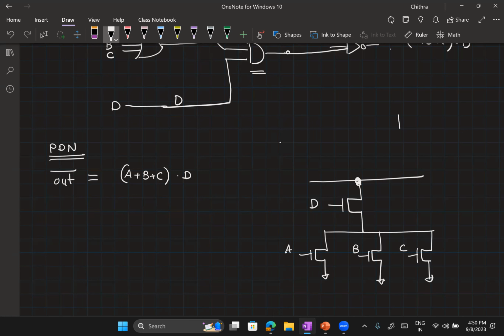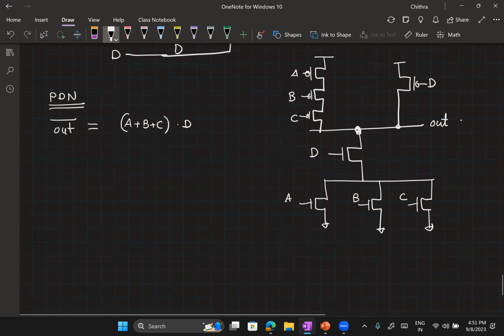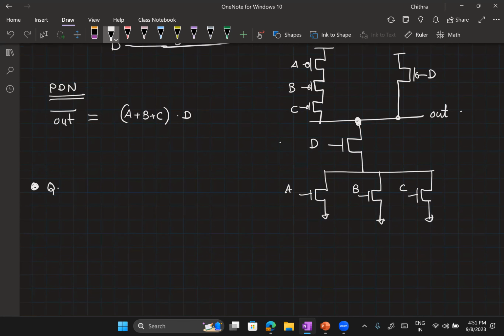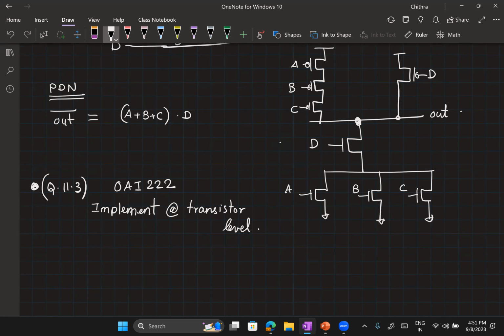The dual of this is you will have one branch with input as D coming in parallel with series combination of A, B, and C. This is your pull-up network. So one more homework. So you can repeat the same exercise for OAI222. Implement this in single stage at transistor level. We can wrap up the class. Thank you.